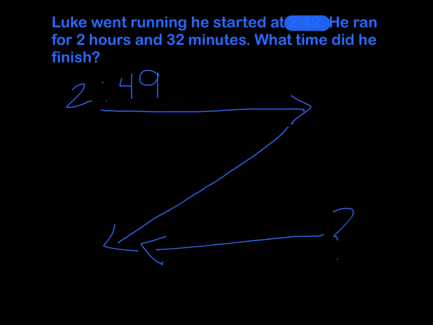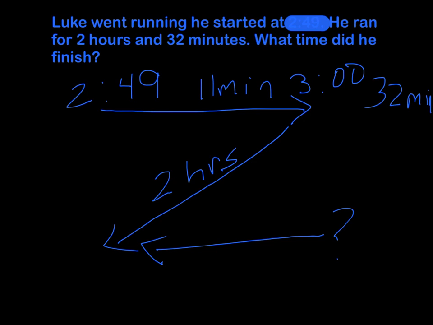So how can we figure it out? We know this line in the middle is for hours. So we know we need to have 2 hours. I also need 32 minutes. But let's figure out how long it is from 2:49 until the next nearest hour. Well, I know 3 o'clock's pretty close to that. So I'm going to write a 3 o'clock here. So now I need to figure out how many minutes from 2:49 to 3 o'clock. And I know it's going to be 11 minutes.